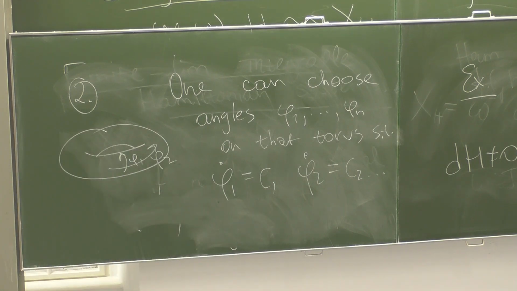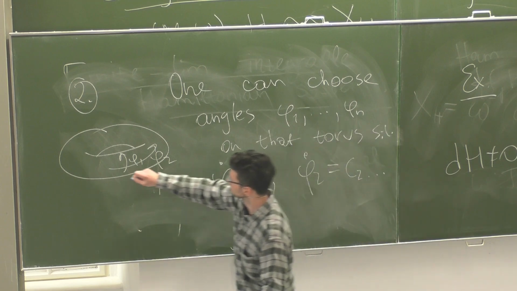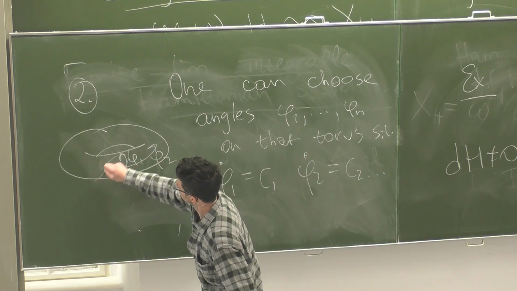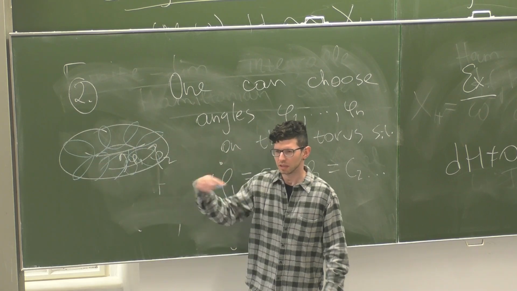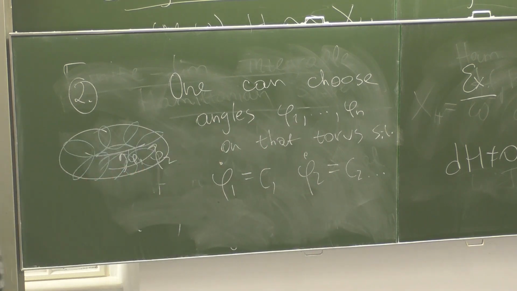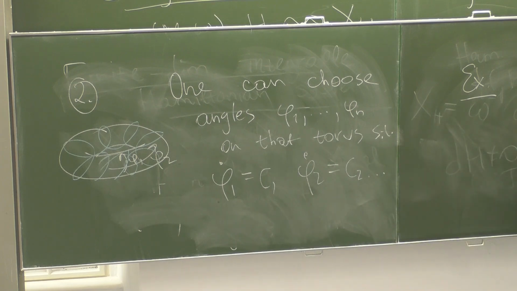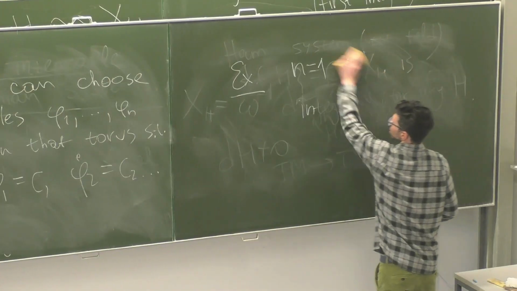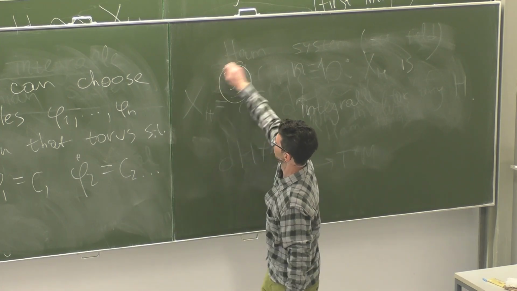If this was in Rn, the solutions would be just straight lines. Because we are on a torus, solutions are going to look like these kinds of curves that go around the torus. In general, these are these irrational windings of the torus. So that's the second claim of the theorem, that there is a special choice of coordinates in which the flow takes this super simple form.